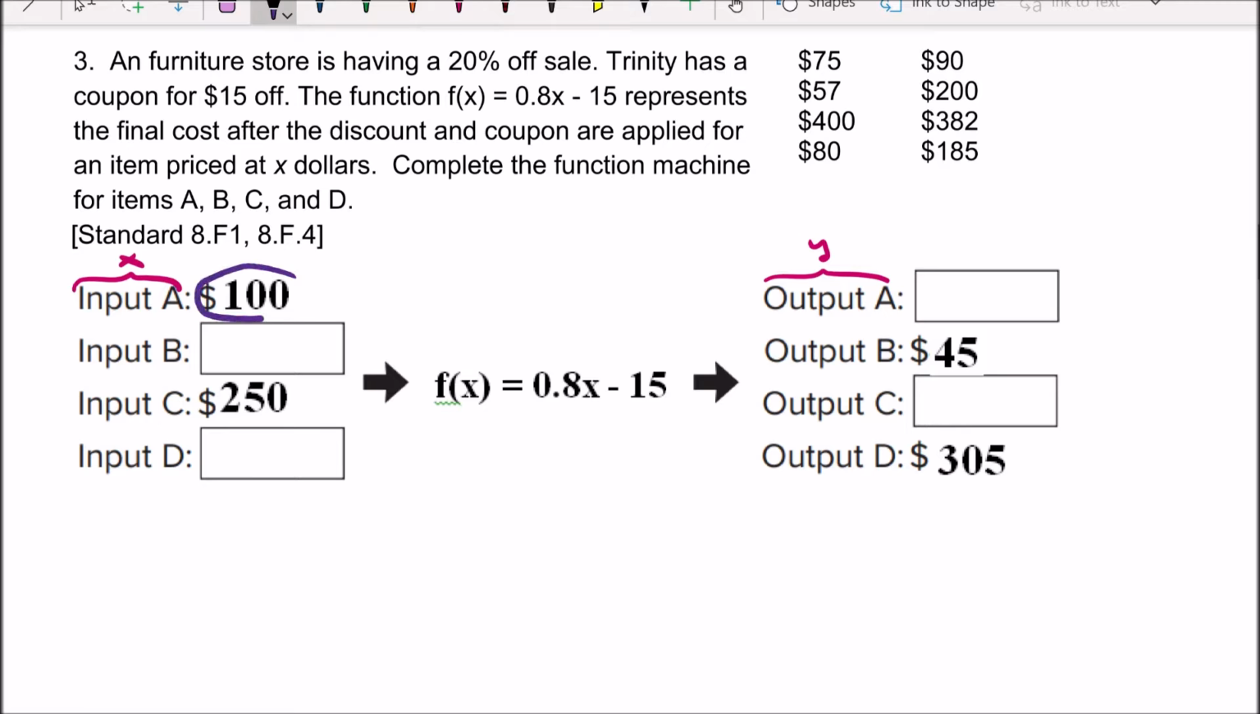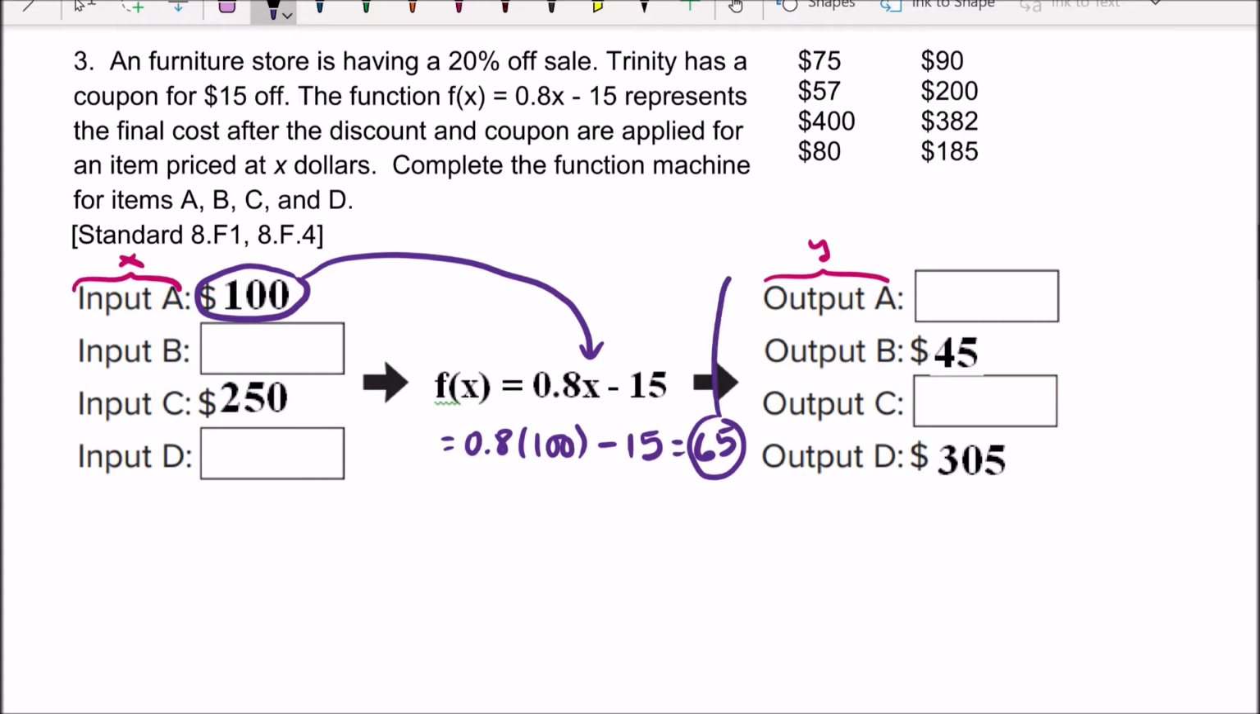What we're going to do is plug in $100, which is x, into the function. That will give me 0.8 times 100 minus 15. As usual, go ahead and use the calculator. So I have 0.8, parenthesis, 100, close parenthesis, minus 15. Your answer is going to be $65, and this $65 will go to the output A.